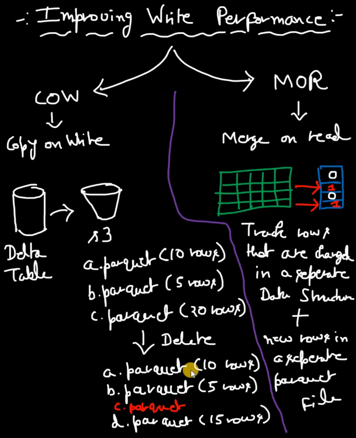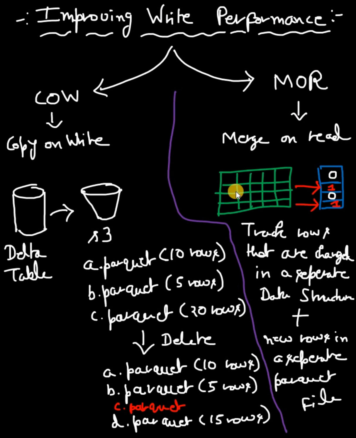Rather than that, can we follow some optimized approach using which we can avoid this unnecessary copy of unimpacted data into some new Parquet file? That is the question. And that's where the merge on read operation comes in, using which you can improve the write performance. That is, the time taken to write the data will be improved if you follow the MOR pattern, or merge on read.